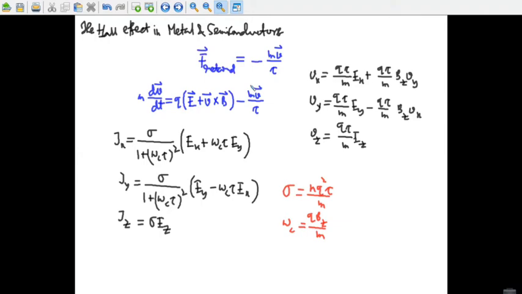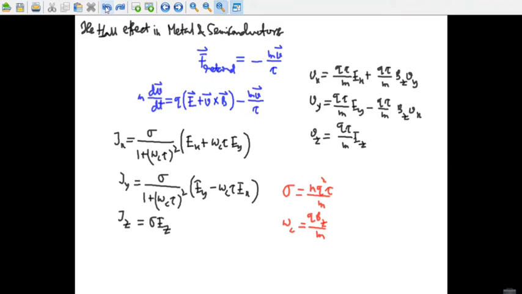At steady state, the time derivative of v will vanish. Under the usual convention that B points along the z-axis, we obtain the component equations for v by setting the left side of this equation to 0 and rearranging: vx, we get this, vy we get this, vz equals this. And we already know that jx is equal to nqvx, and correspondingly for the y and z components.